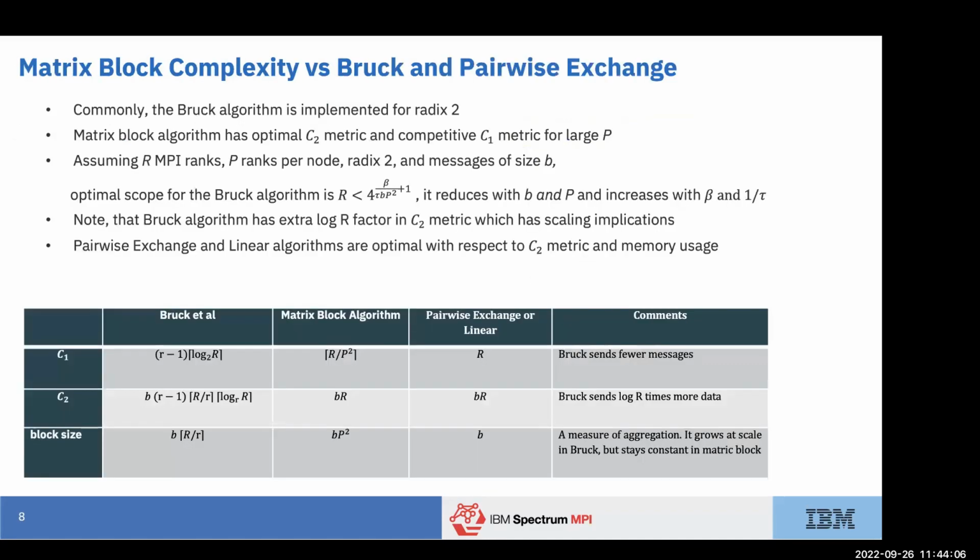So we'll use this metric to evaluate performance. The table here compares complexity for the two parameters, C1 and C2, as it appears in Bruck's paper. I mentioned that this algorithm is designed for different radixes, and it could be R here, which I think this should be R.